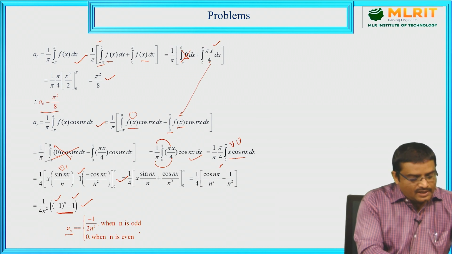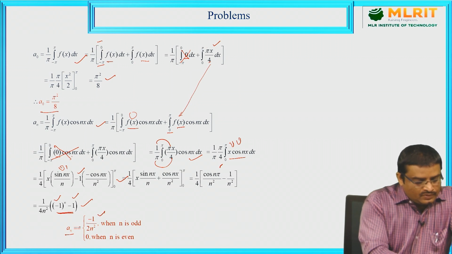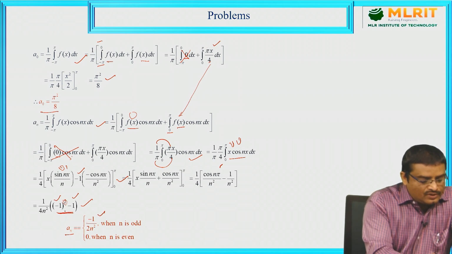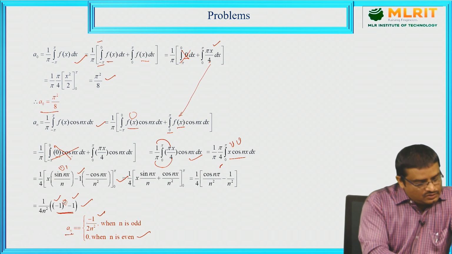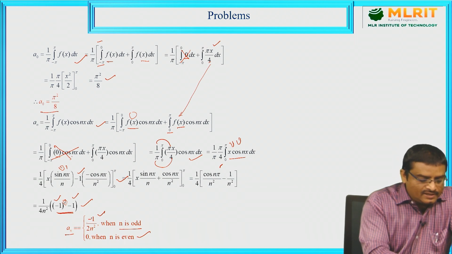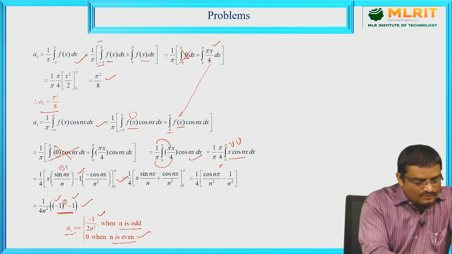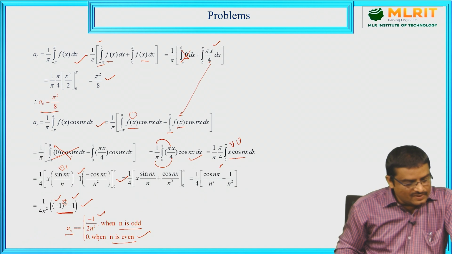Whenever we take n as an odd value, you will get this value equal to minus 1 by 2n square. When we take n as an even value, minus 1 whole square, you will get 1, 1 minus 1 is 0, 0 into anything is equal to 0. So for this an also you will get two values. When n is odd, an is equal to minus 1 by 2n square. If n is an even number, then an is equal to 0. So this is the value of an.